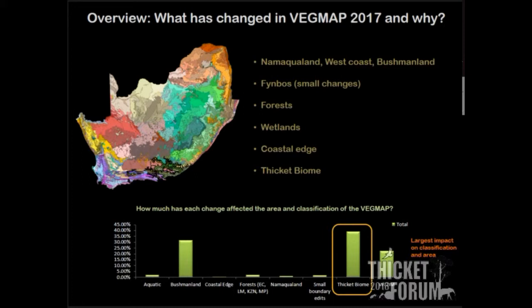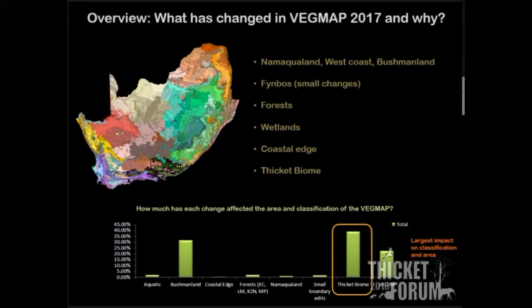So when I say updated, what I mean is we've got information that helps us refine the map so that it's a better reflection of the historical extent of vegetation in South Africa. So Andrew will tell you a bit later about the assessment, but we need that original historical extent for us to do an assessment. So one of the big areas that we've had updated and refined is the Namaqualand, West Coast and Bushmanland areas.